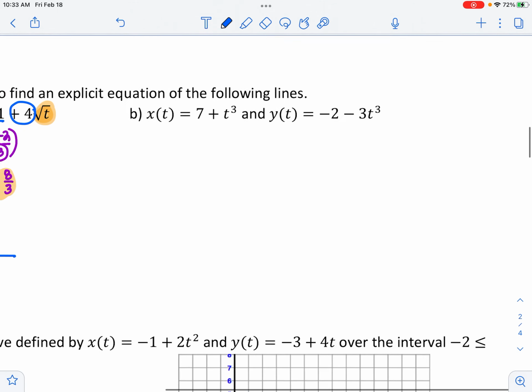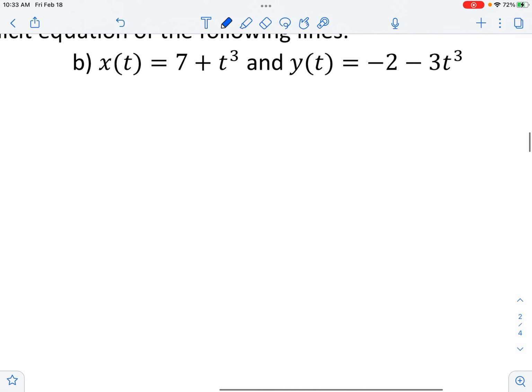All right, let's go ahead and do this one both ways again. And once again, you can choose either way that you want in the future. This is x plus 7. No, it's not. It's x equals 7 plus t cubed. To solve for t cubed, because notice I just have to get t cubed by itself because I can replace that t cubed with it.